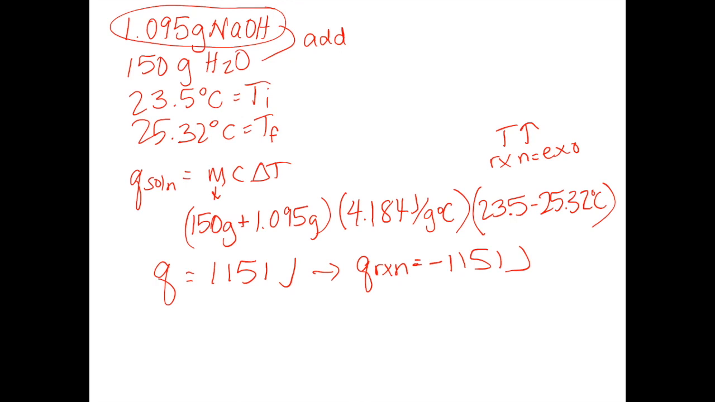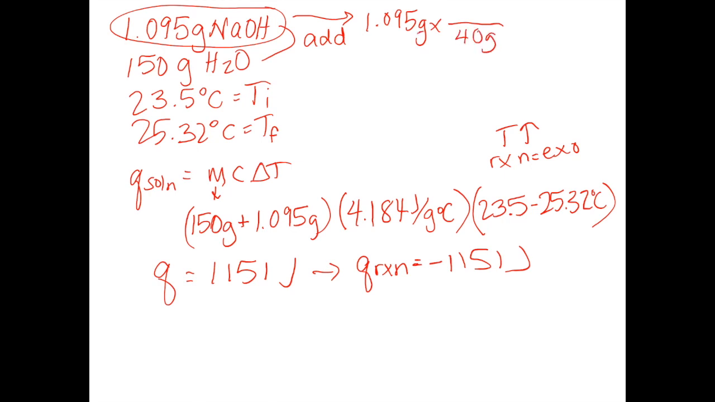So I look at my periodic table and I find the mass for sodium, which is 23. And I find the mass for oxygen, which is 16. And I find the mass for hydrogen, and that's 1. And I add them up to get the molar mass of NaOH, which is 40 grams per mole. So I'm going to go ahead and find the moles right here. So I'm going to take 1.095 grams, and I use my conversion. My molar mass, when I add up all of Na plus O plus H, is 40 grams per mole.